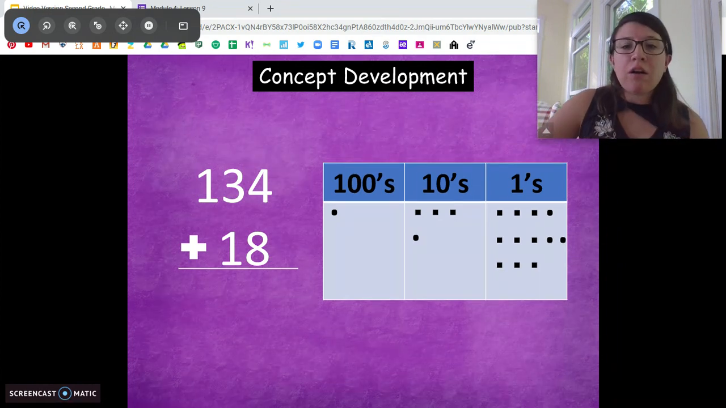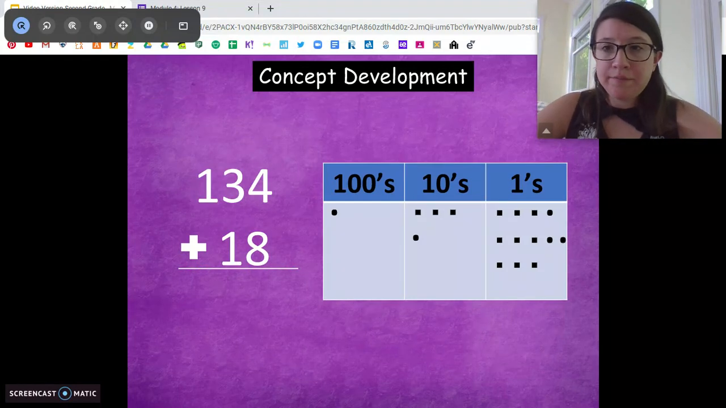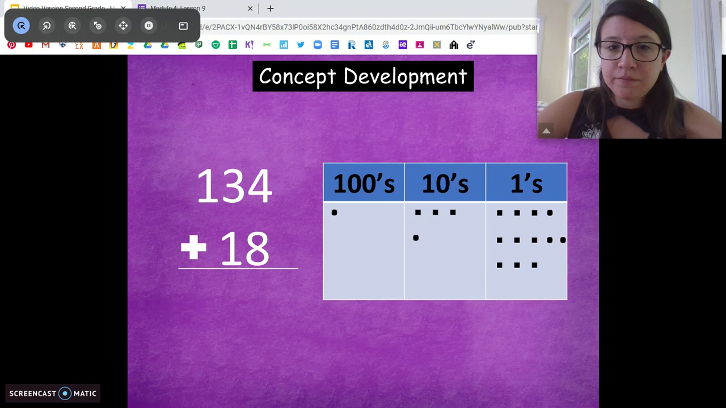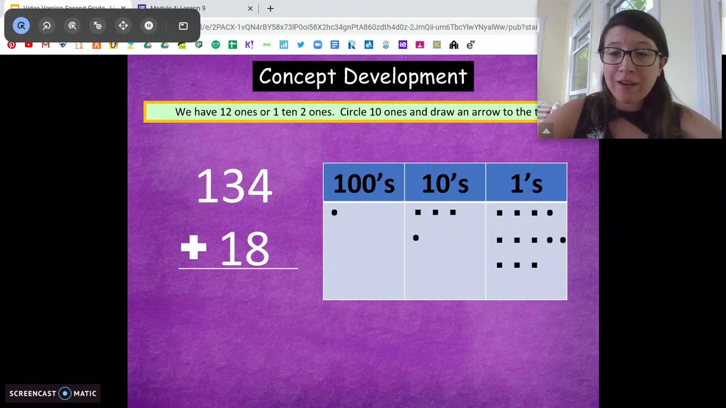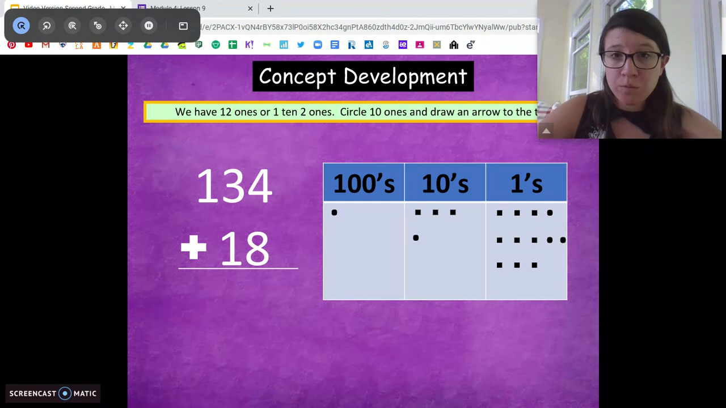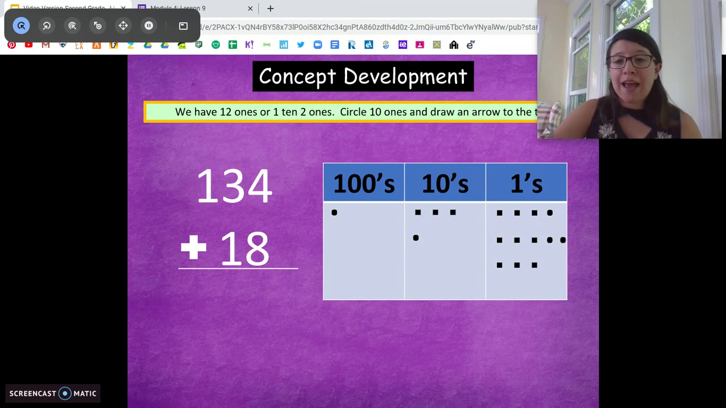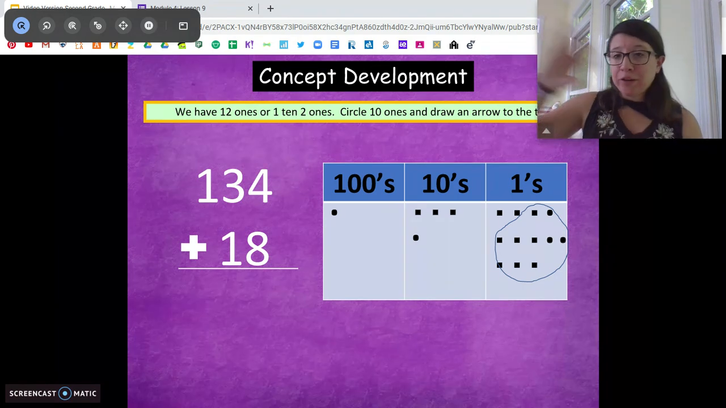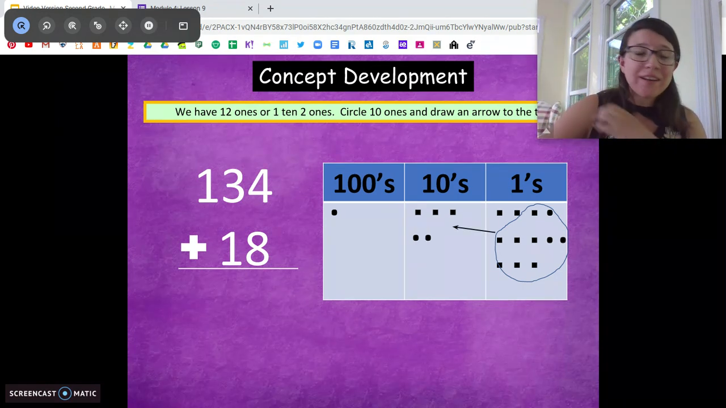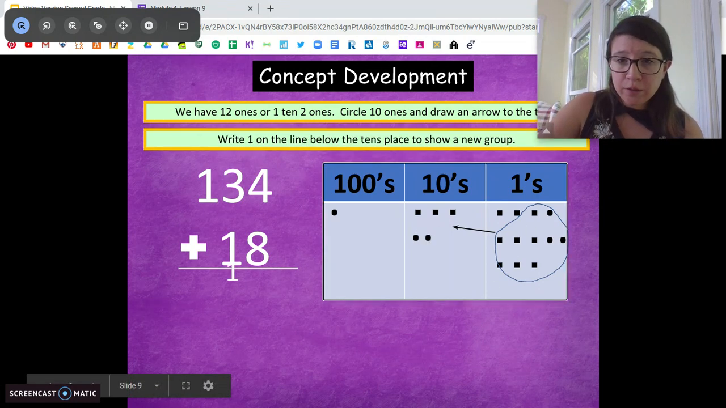We have our setup. How many 1s do we have? Yeah, we have 12 1s again, or 1 10 and 12 1s. So what can we do with that? We have more than 10 in there. What should we do? Absolutely. Go ahead and circle 10 of those 1s on your paper. So we have a group of 10. Now we're going to draw an arrow, and we're going to draw another 10 in that 10 square. We're taking these 10 1s and we're moving them over. So go ahead and do that on your paper.